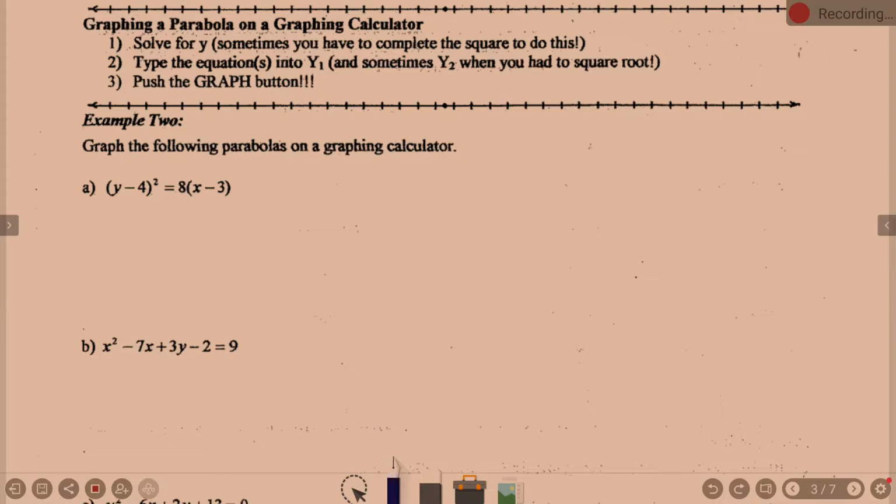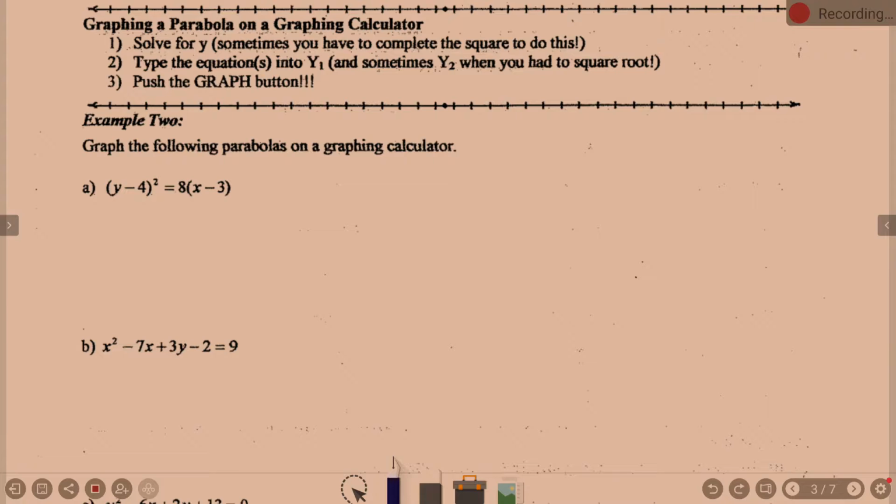Notice there's some steps up top. Solve for y. Sometimes you have to complete the square to do this. We need to get to example C to show that. Type the equation into y1, sometimes y2 also, when you have to square root, and push the graph button. Okay. A, y minus 4 quantity squared equals 8 times x minus 3. Well, I'm pretty sure that's one of the parabolas we just had up front. It is. That's example B.